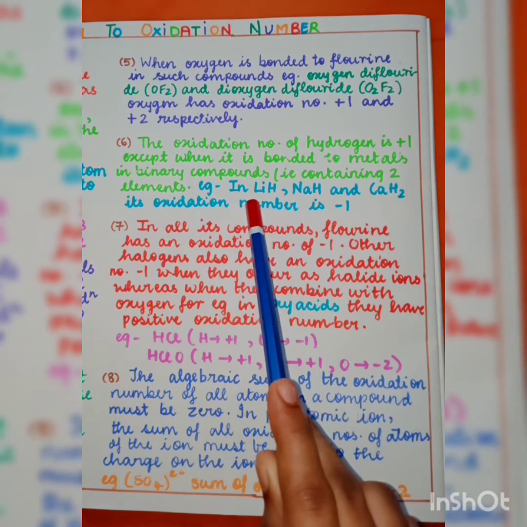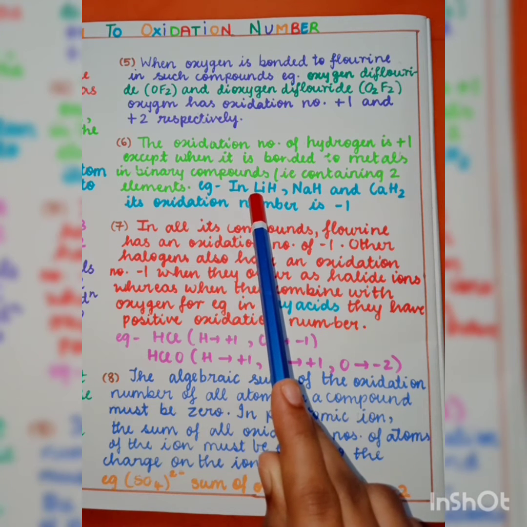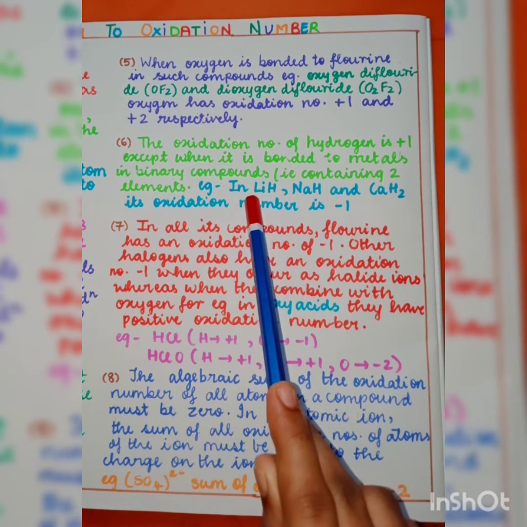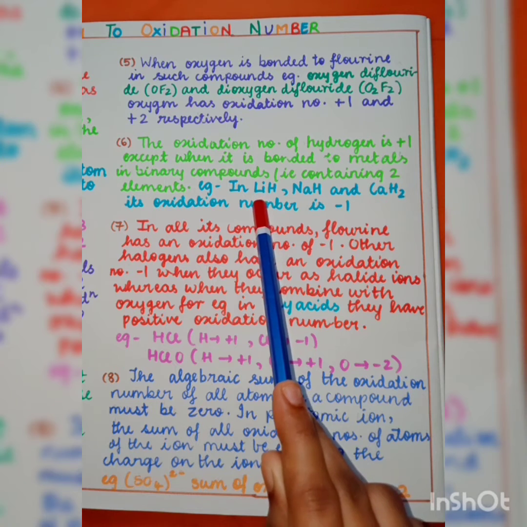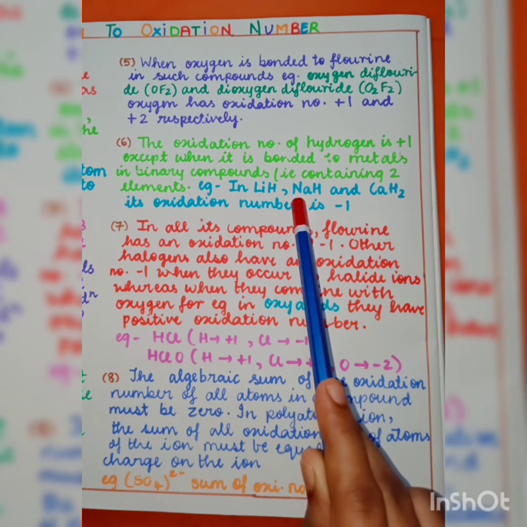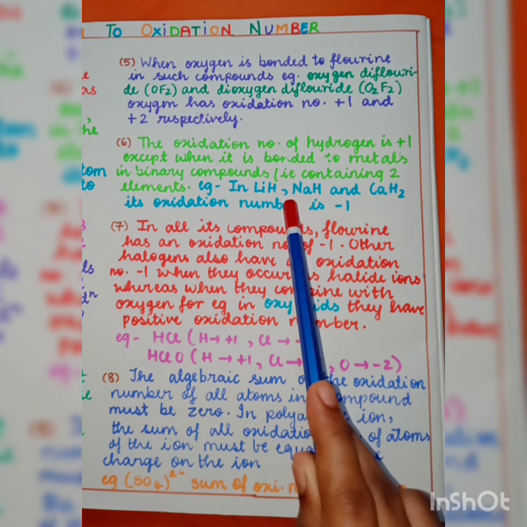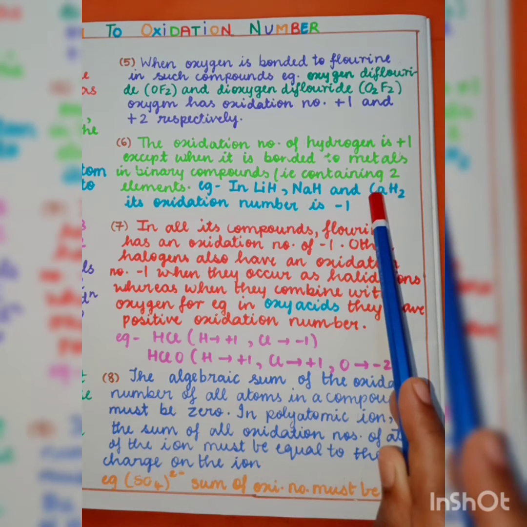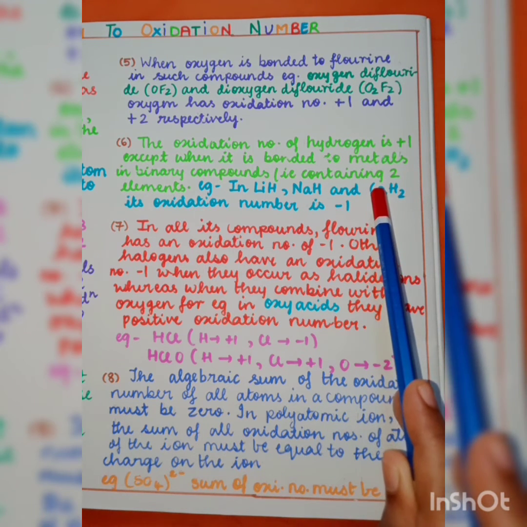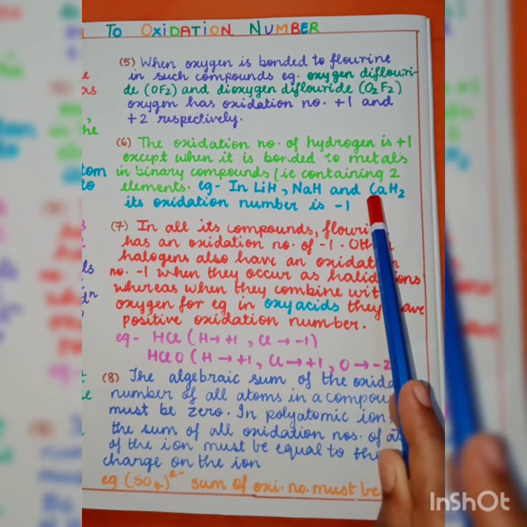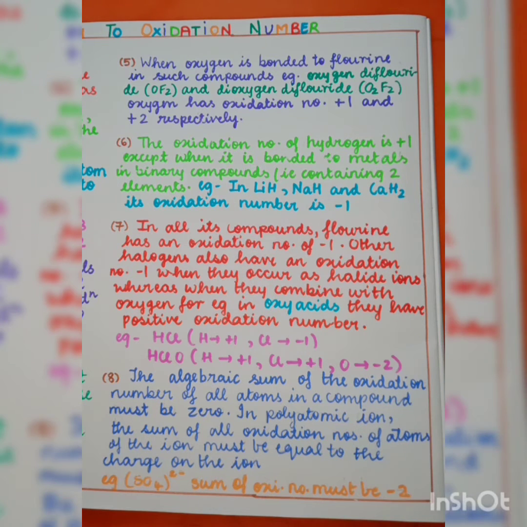And as we've already learned that all elements of group 1 always have an oxidation number +1, therefore lithium and sodium have an oxidation number of +1. And since calcium is a group 2 element, therefore it will have an oxidation number +2. I hope you are clear with rule number 6. So I will now move on to rule number 7.